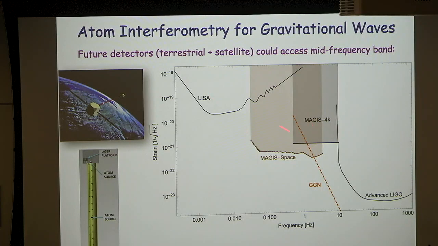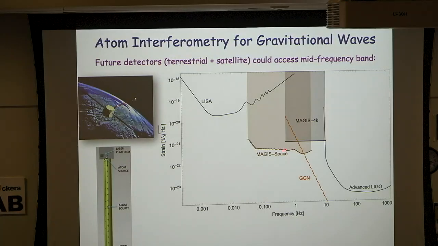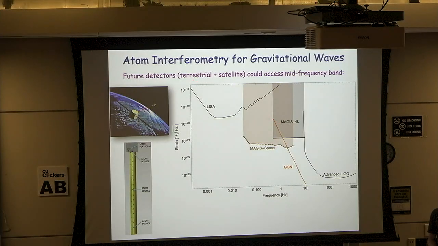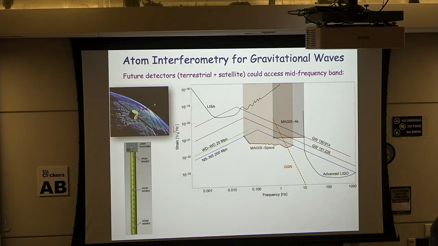I could think about also a satellite-based experiment for this, which would allow me to go even lower in frequency. And it would hopefully be able to carve out this intermediate frequency band between LIGO and LISA, where I didn't get a chance to talk about it. Here are some example sources that fit in there. But there's a lot of really interesting science in that band.